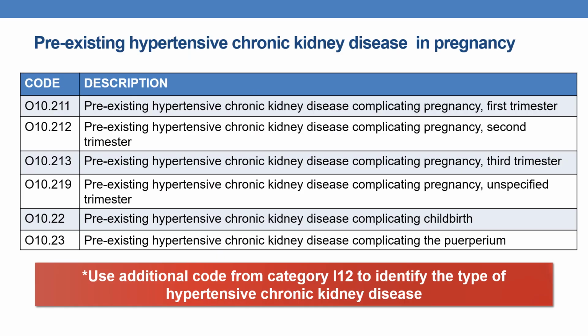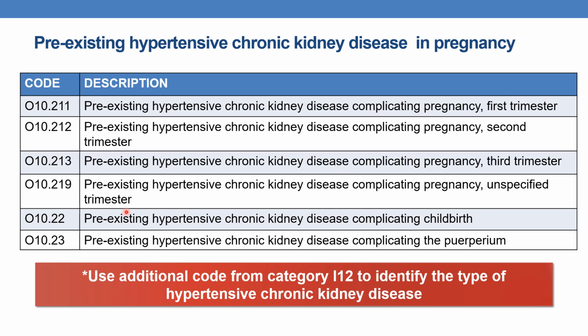Now coming to the next, pre-existing hypertensive chronic kidney disease in pregnancy. It is given by the codes O10.211, which indicates pre-existing hypertensive chronic kidney disease complicating pregnancy, first trimester. O10.212 indicates the second trimester. O10.213 indicates the third trimester.